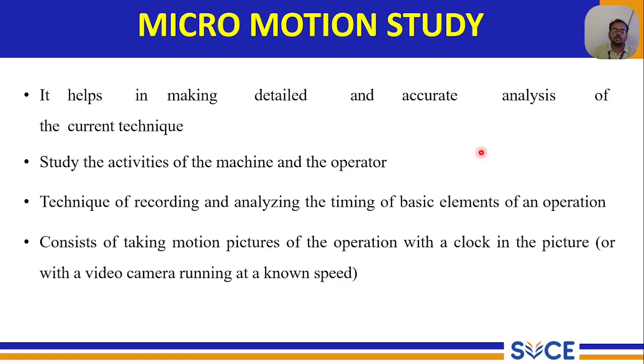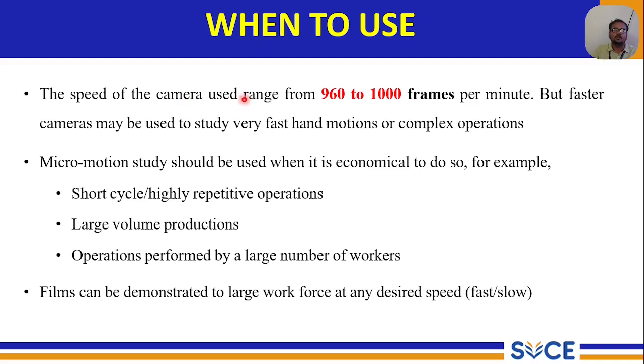Next thing is your micro motion study. Micro motion study is a technique used for analyzing the operation based on timing. A micro motion study is usually recorded using a video camera which is running at a prescribed speed. A known speed refers to a standard speed in which it is being operated. The speed of the camera usually ranges from 960 to 1000 frames per minute, but due to advancements over the years, there are much faster cameras which we use for faster hand motions or complex operations, because there could be a different complex operation.